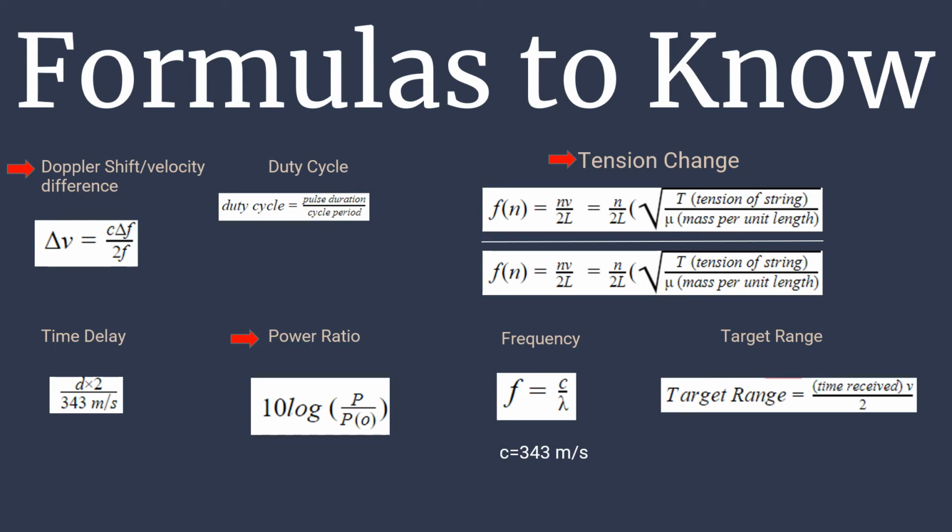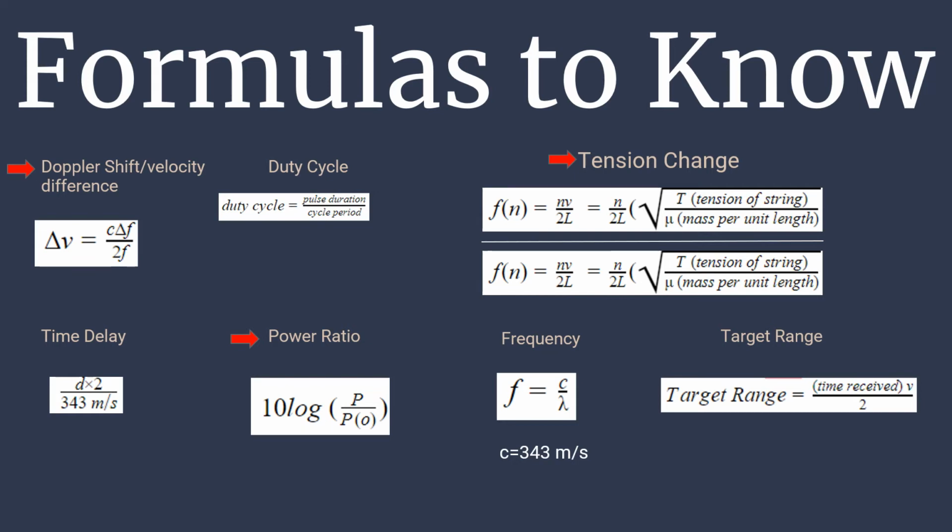The duty cycle formula is used to determine the period of overlap of the emitted pulse and the echo of the pulse. Tension change is used to determine how much change in tension you need on the cricothyroid muscle in order to change the frequency emitted by the bat. Time delay is used to determine target range.